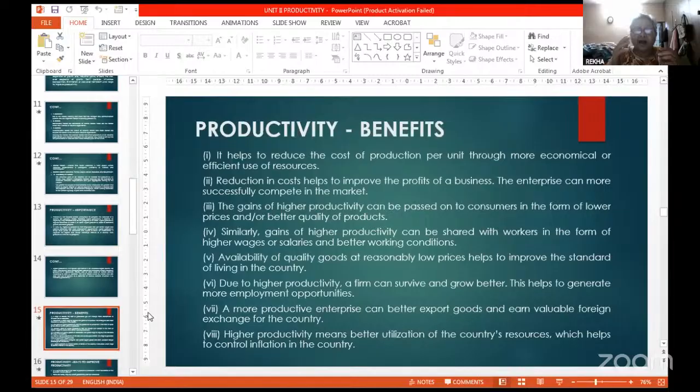Similarly, gains of higher productivity can be shared with workers in the form of higher wages or salaries and better working conditions. Availability of quality goods at reasonably low prices helps to improve the standard of living in the country. Due to higher productivity, a firm can survive and grow better. This helps to generate more employment opportunities.